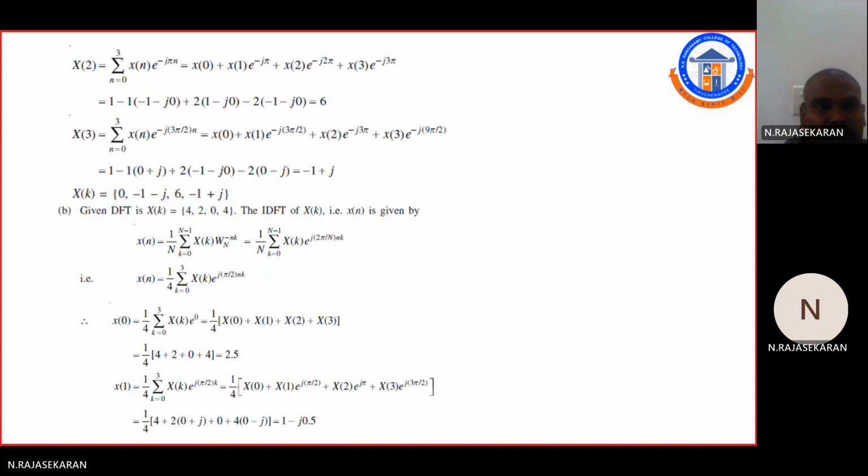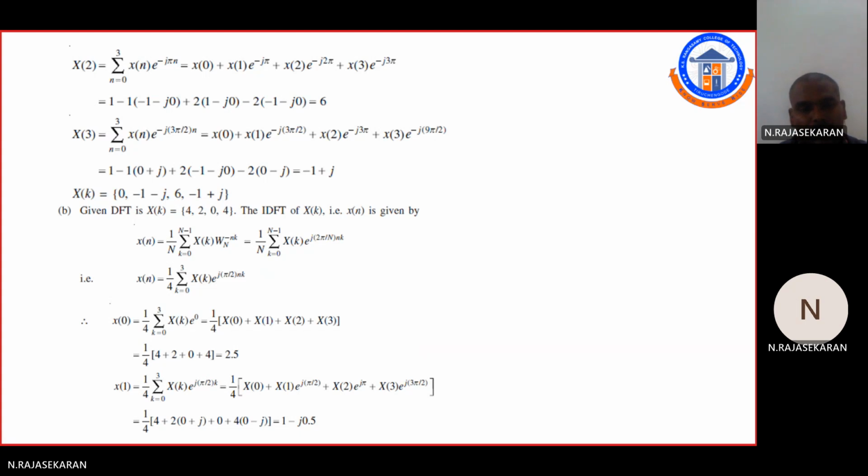Now we go with the third function, x of 2. Similarly, n equal to 0 to 3, x of n e power minus j pi n, and then expand all the expressions, you will get 6. Now x of 3, you get minus 1 plus j. Then expand all the 4 values, x of k is nothing but 0, minus 1 minus j, 6, minus 1 plus j. This is your equivalent discrete Fourier transform for the given x of n signal.